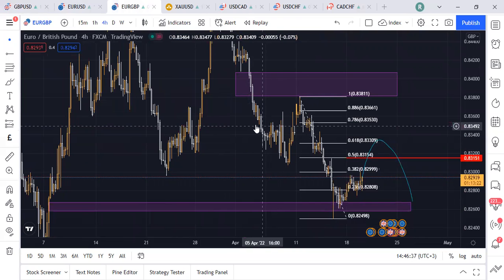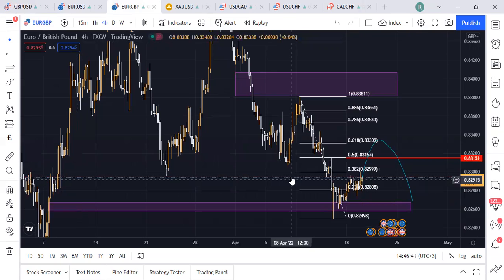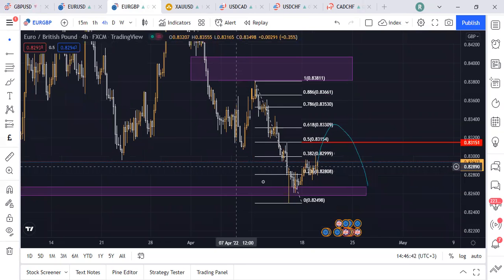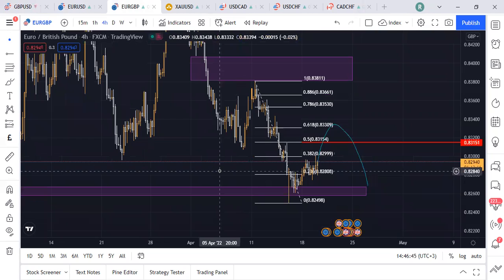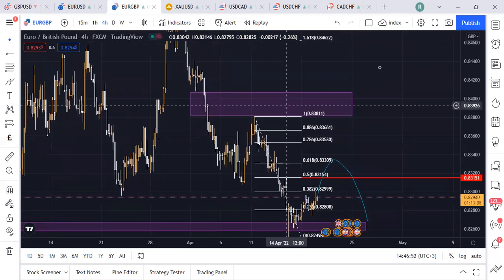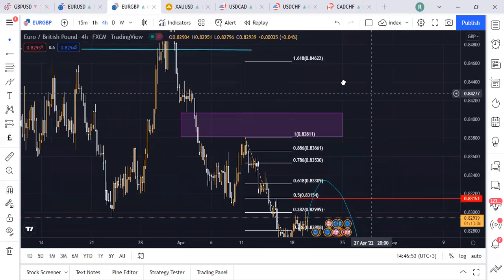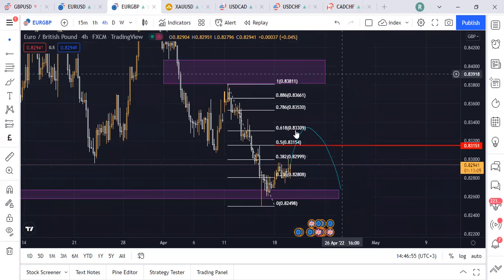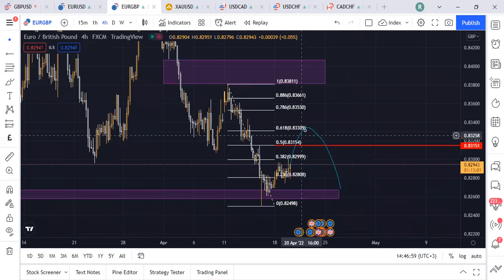Okay, the market did not honor this area, but did honor this one over here. But even though honoring this area is some sort of a great idea, I do not like it since this market has shown very big signs of being very bearish. So what I would do here is look for sells around this area, or actually this area, which is 0.83151.